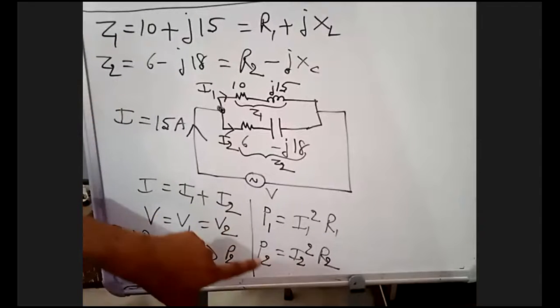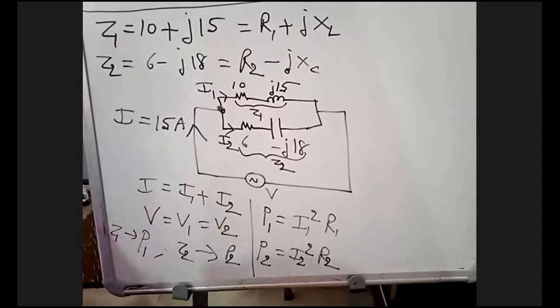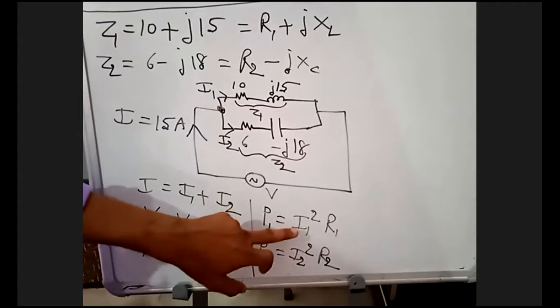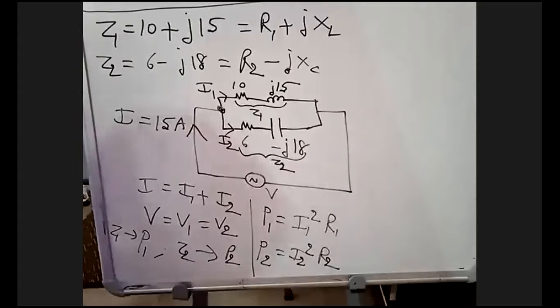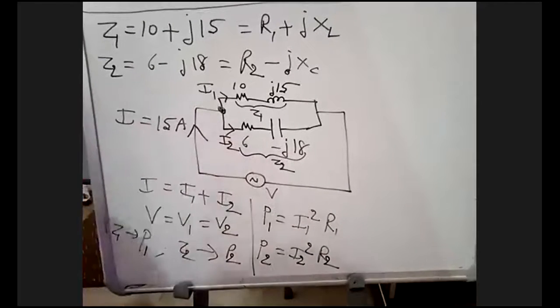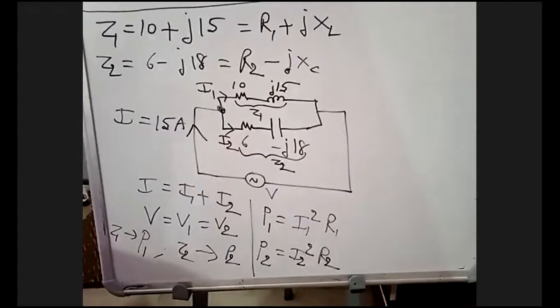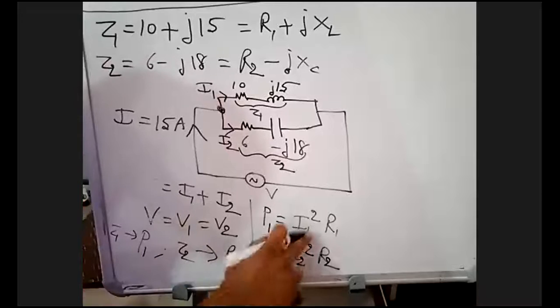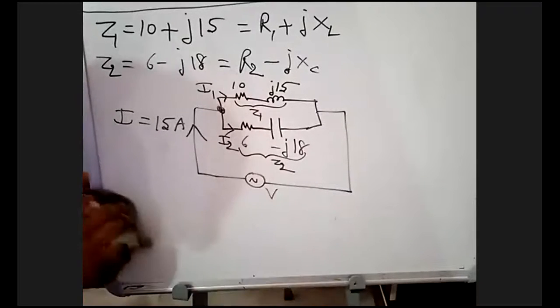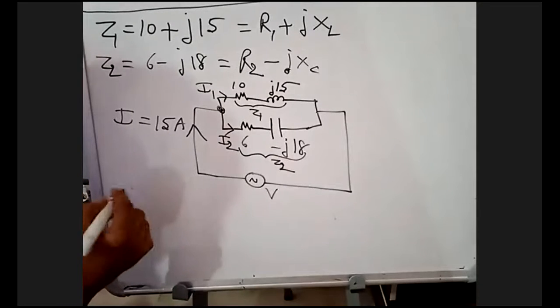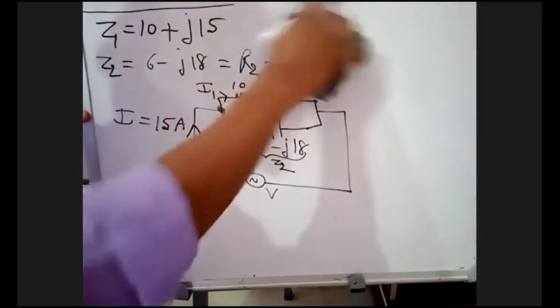If you want to calculate P1 and P2, I need I1 and I2. For determining I1 and I2, first I will determine the total equivalent impedance. Remember this. Before determining the total impedance, see here.